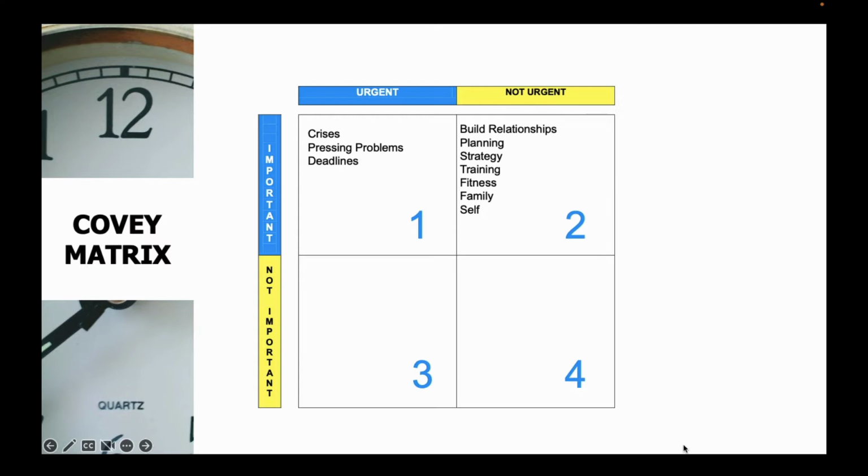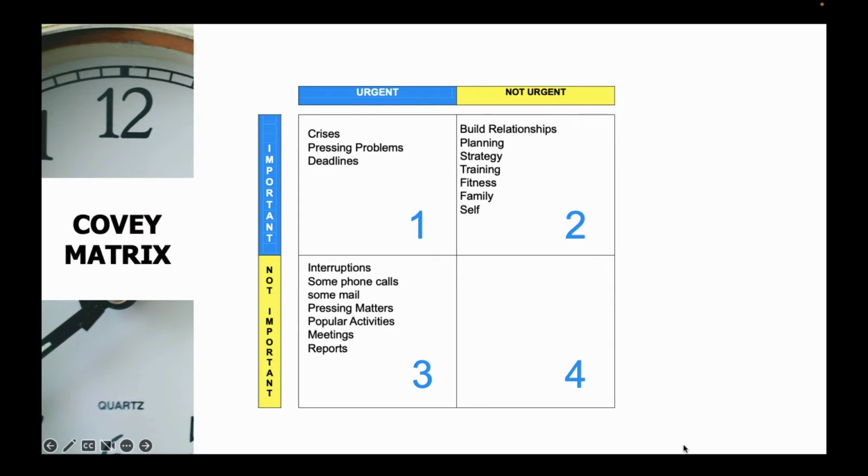The second quadrant is the things that are important but not urgent. So they're building relationships, both personal and business. It's about planning, it's strategy, it's training, it's fitness, it's life balance and family and focus on yourself. All those things we tend to bump, all right? Now they're the important things but not the urgent things.